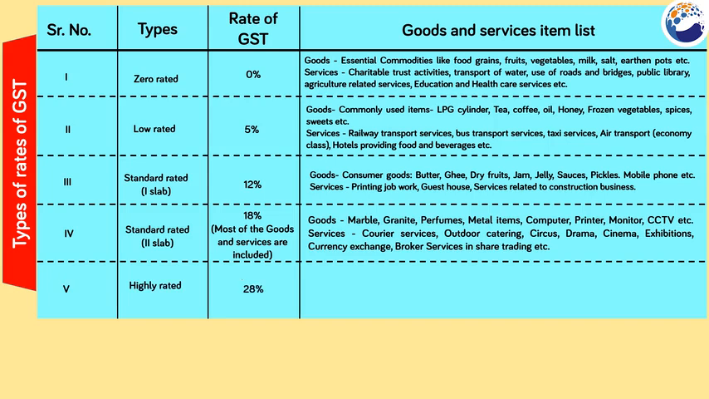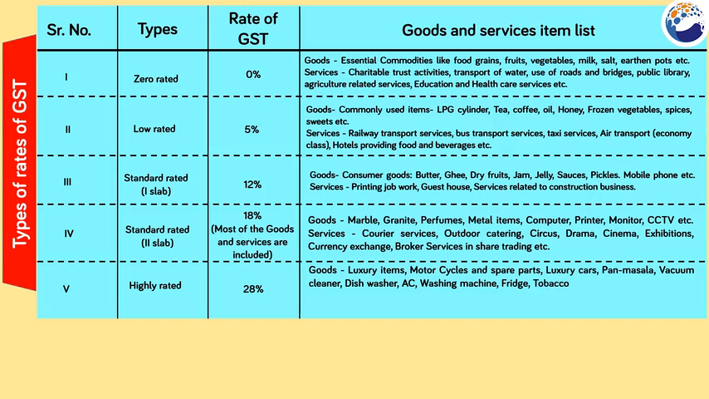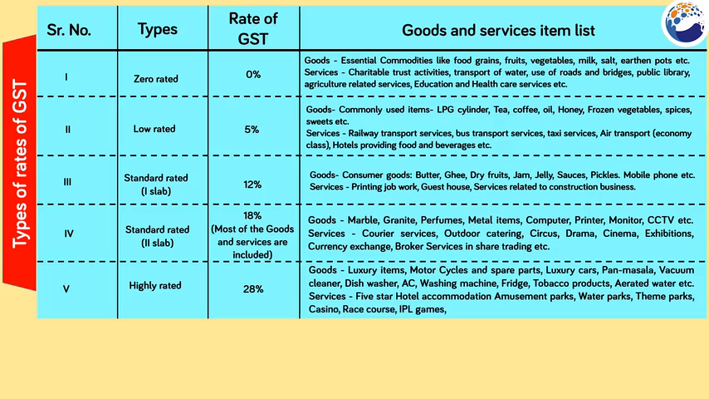It is applicable on goods like luxury items, motorcycles and spare parts, luxury cars, pan masala, vacuum cleaner, dishwasher, AC, washing machine, fridge, tobacco products, aerated water, etc. and on services like 5-star hotel accommodation, amusement parks, water parks, theme parks, casino, race course, IPL games, air transport, business class, etc.